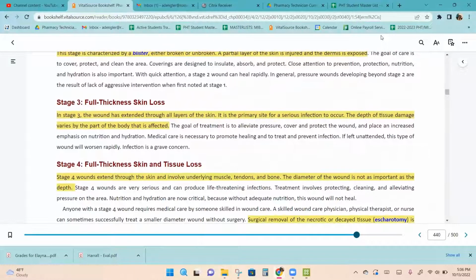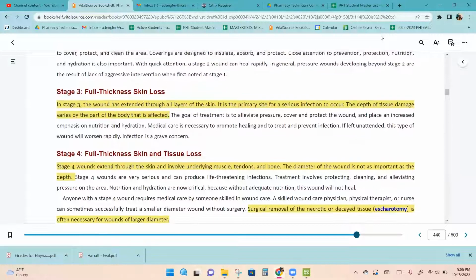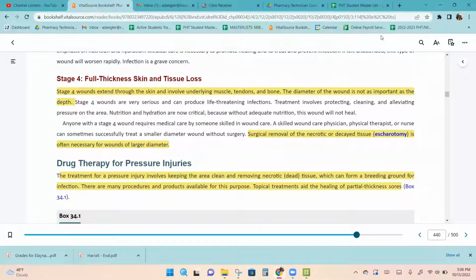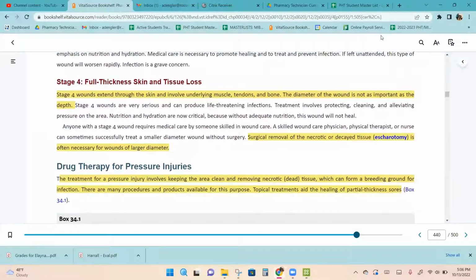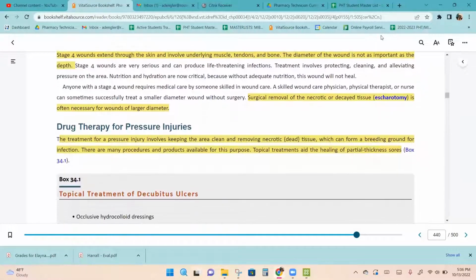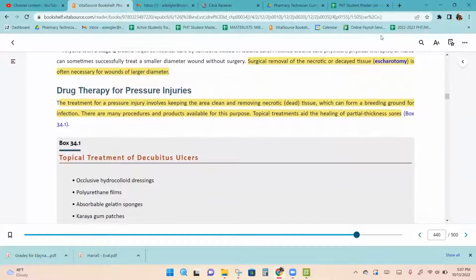Stage 3, full thickness skin loss. In stage 3, the wound has extended through all layers of the skin. It is the primary site for a serious infection to occur. The depth of tissue damage varies by the part of the body that is affected. Stage 4 wounds extend through the skin and involve underlying muscle, tendons, and bone. The diameter of the wound is not as important as the depth. Surgical removal of the necrotic or decayed tissues is often necessary for wounds of larger diameter.